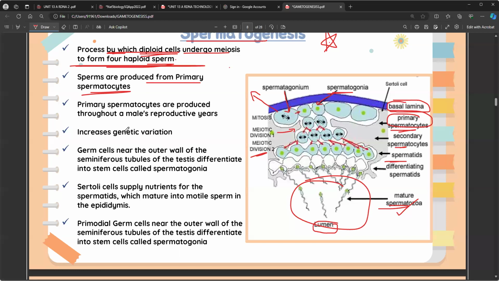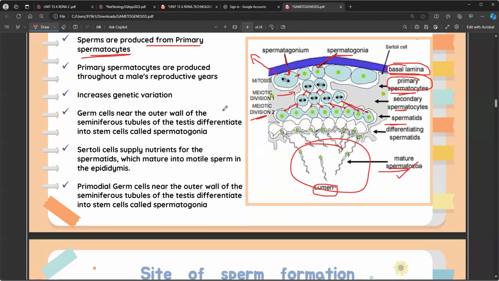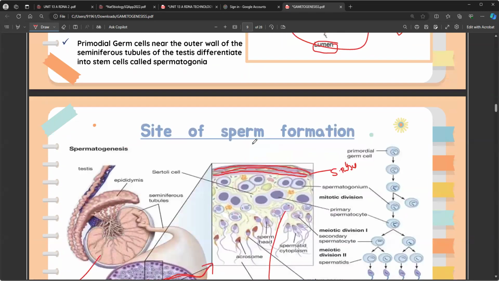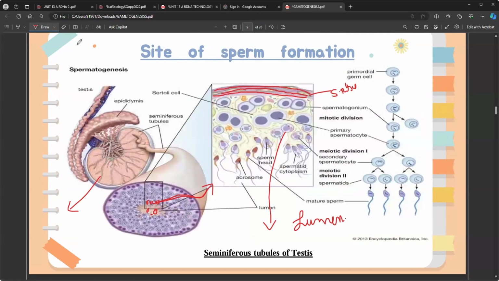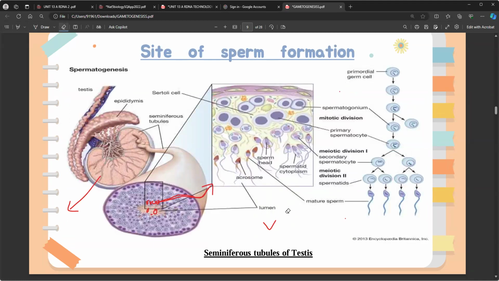The primary spermatocytes undergo differentiation, giving rise to the secondary spermatocytes. Look into this picture. No point in getting confused. You will get a very good idea. Understand, all of you. This is the primary or primordial germ cell. You can see that it is present on the outer wall of the seminiferous tubule, on the basal lamina.